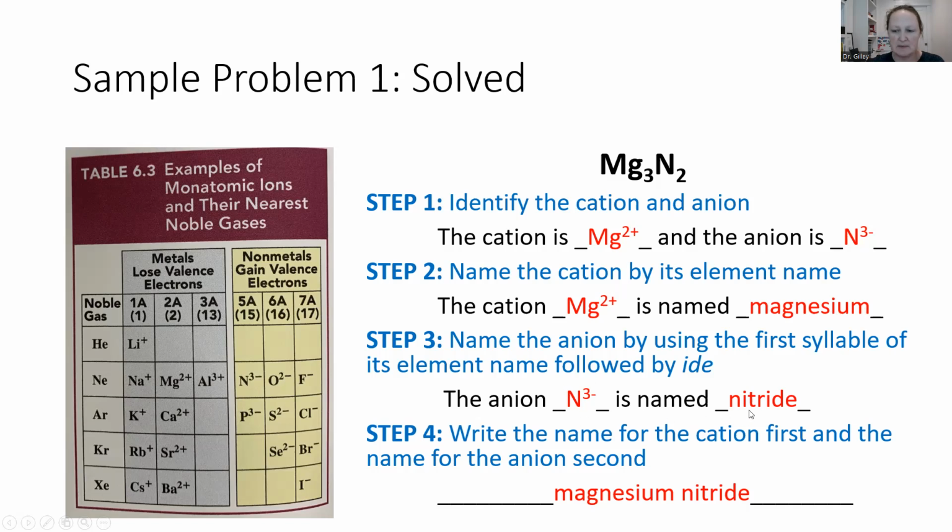N3- is named nitride, comes from nitrogen, where we only take the first syllable in the element name followed by the suffix "ide." Putting that all together, we write the cation name first, followed by the anion name with a space in between. So it becomes magnesium nitride.